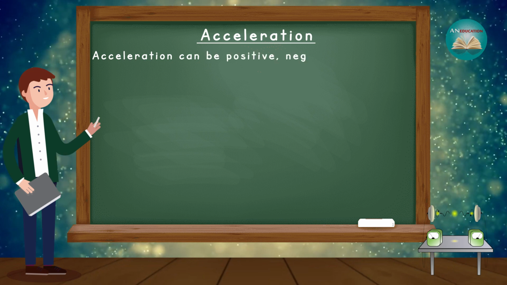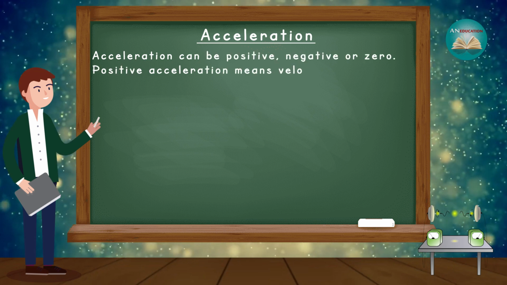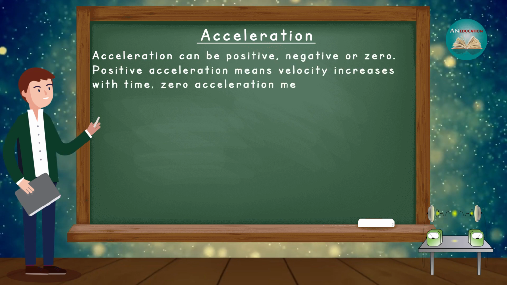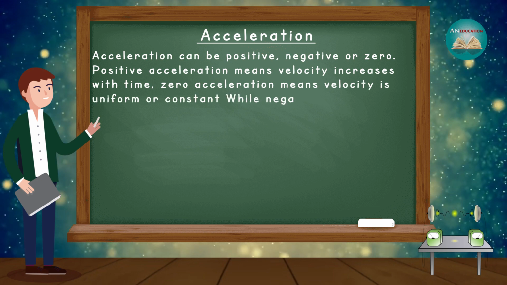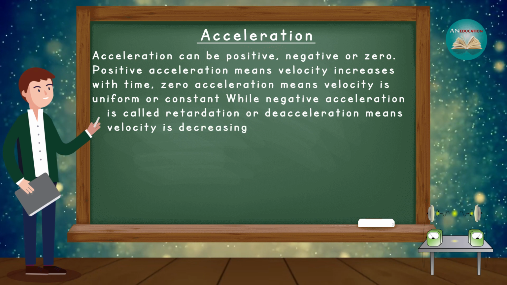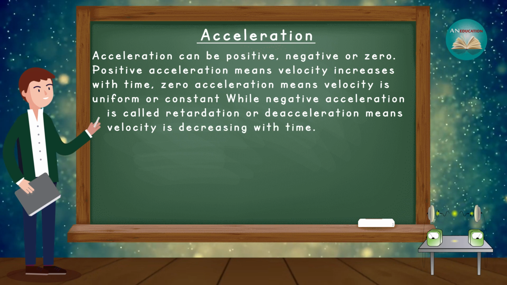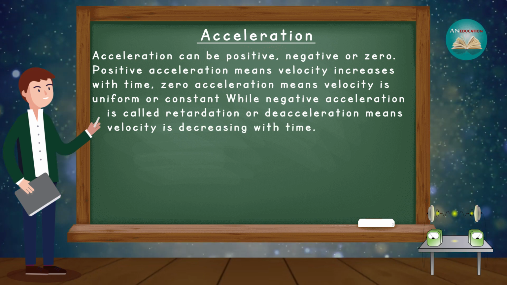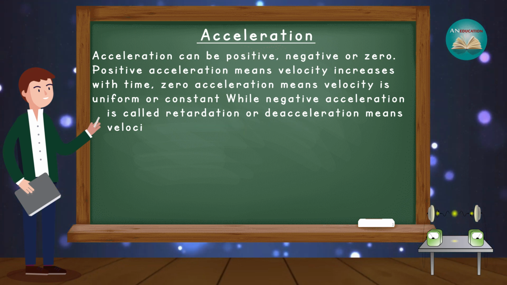Acceleration can be positive, negative, or zero. Positive acceleration means velocity increases with time. Zero acceleration means velocity is uniform or constant. While negative acceleration is called retardation or deceleration, meaning velocity is decreasing with time.